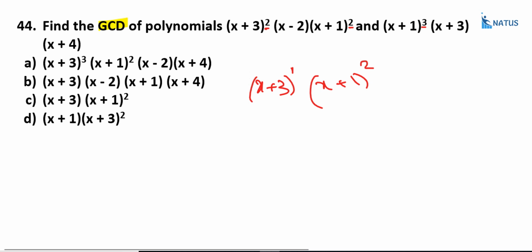And here x plus 4 is there, but x plus 4 is not there in the other. So what is the answer? x plus 3 into x plus 1 whole square. Option C is the correct answer.